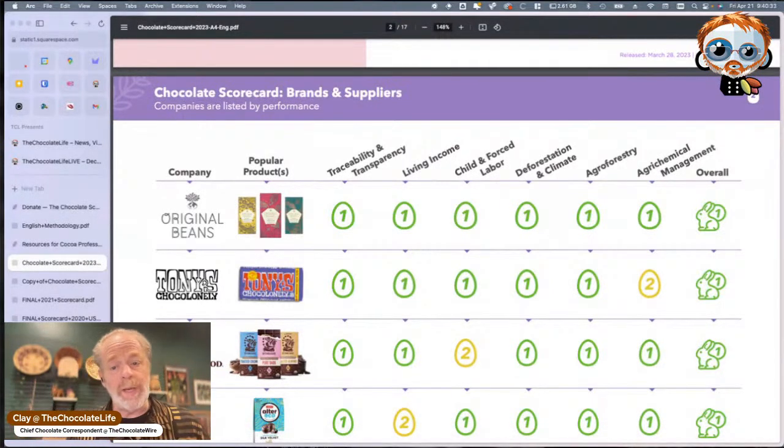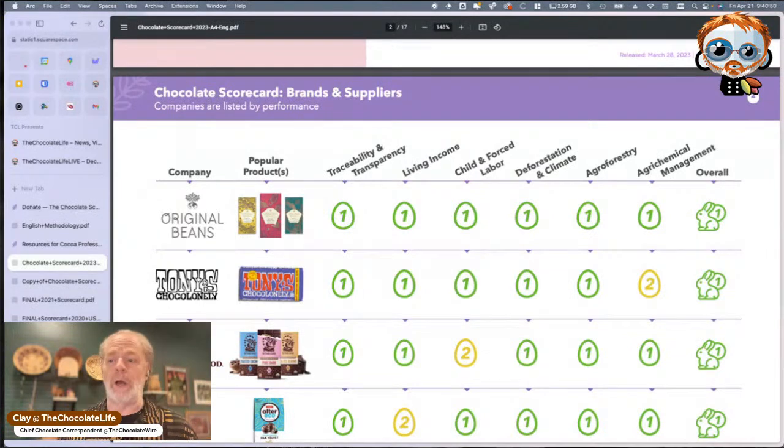So Original Beans is a marketing company. They don't actually manufacture chocolate, right? And there is no representation here of who actually manufactures the chocolate. I happen to know it's a Swiss company, Felklin.